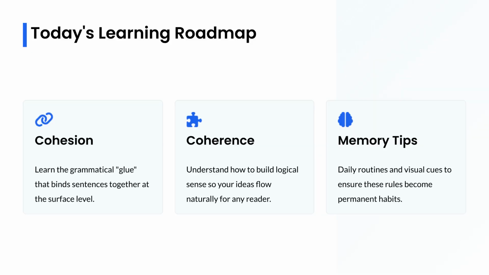Our roadmap covers three main areas: cohesion, the grammatical glue that binds sentences; coherence, how to build logical sense so ideas flow naturally; and memory tips, daily routines to make these rules permanent habits.